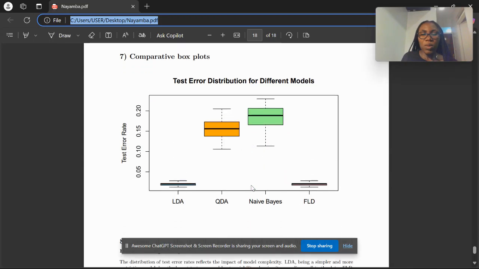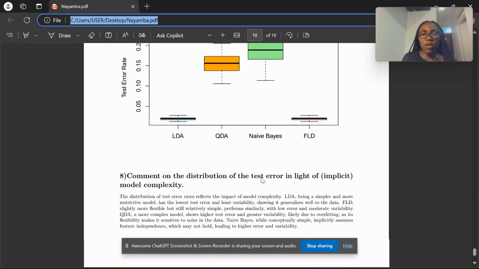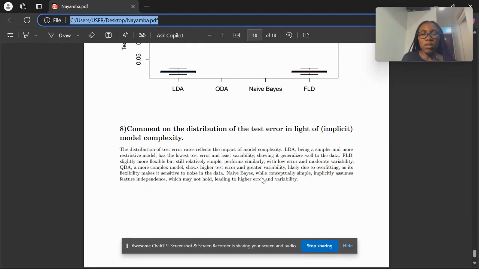Similarly, from the box plot, we can make a conclusion on the LDA and FLD models.